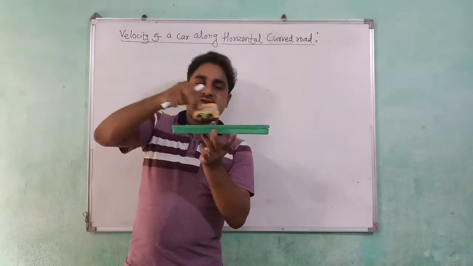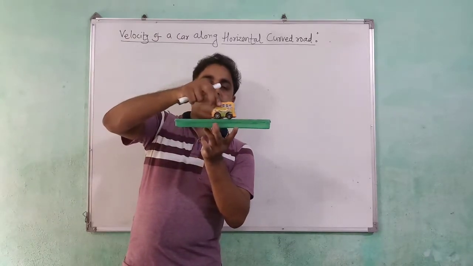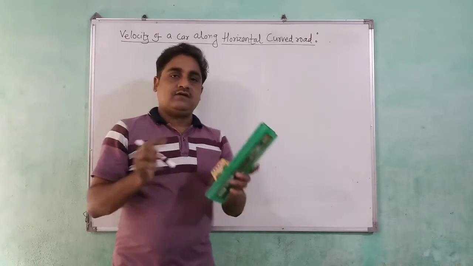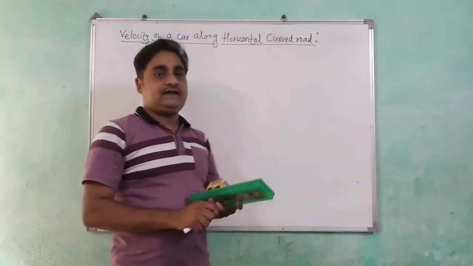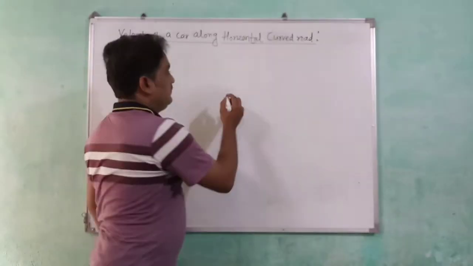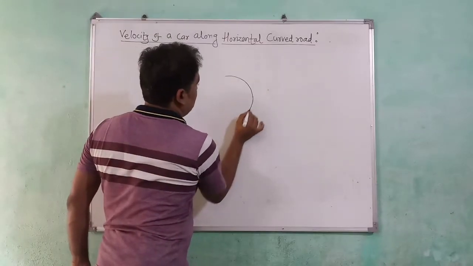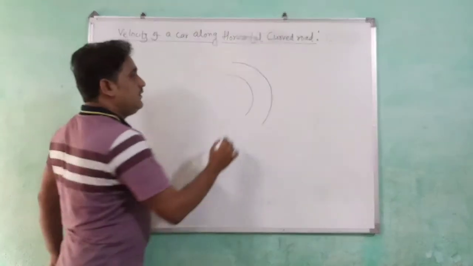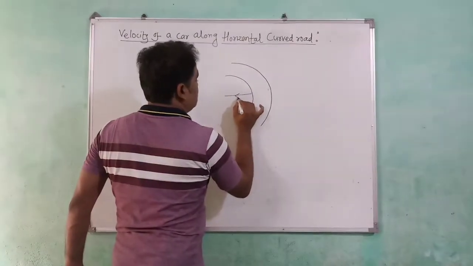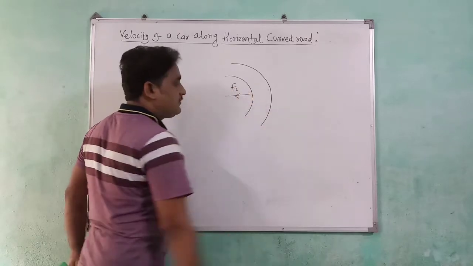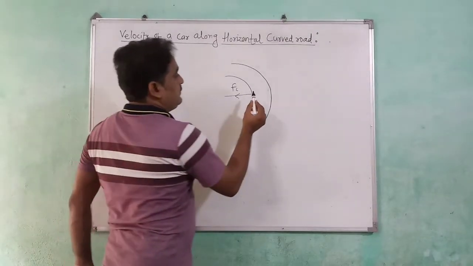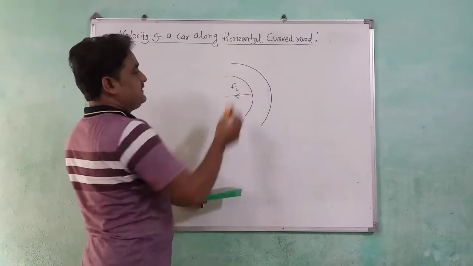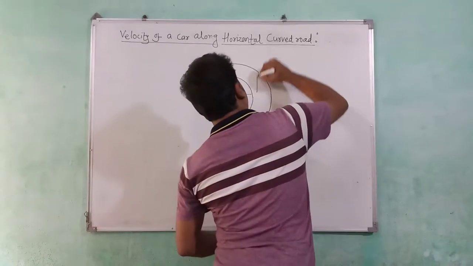So when the car takes a turn, now if the car takes a turn along this curve, then in that case the force that is acting is the centripetal force due to the circular motion of the car, toward the center. So this force is acting as the centripetal force, and the normal reaction is acting here. So in this way the car is moving, the normal reaction is acting in this direction.